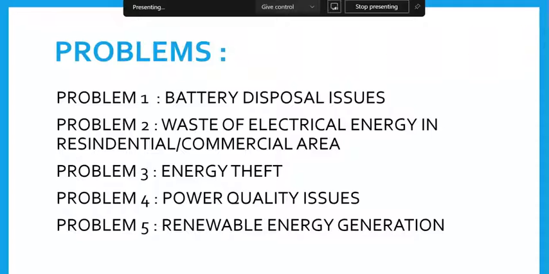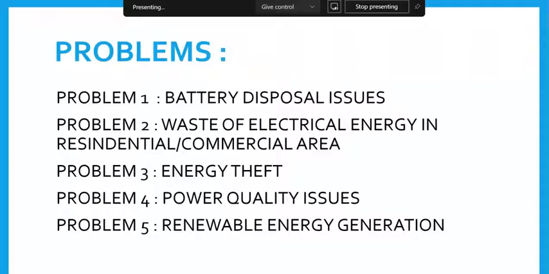Problem number three, energy theft. Electricity theft is the criminal practice of stealing electrical power. The punishments for this crime include fines. The electricity losses caused by theft are non-technical losses, and to prevent these non-technical losses, we selected the energy theft problem.